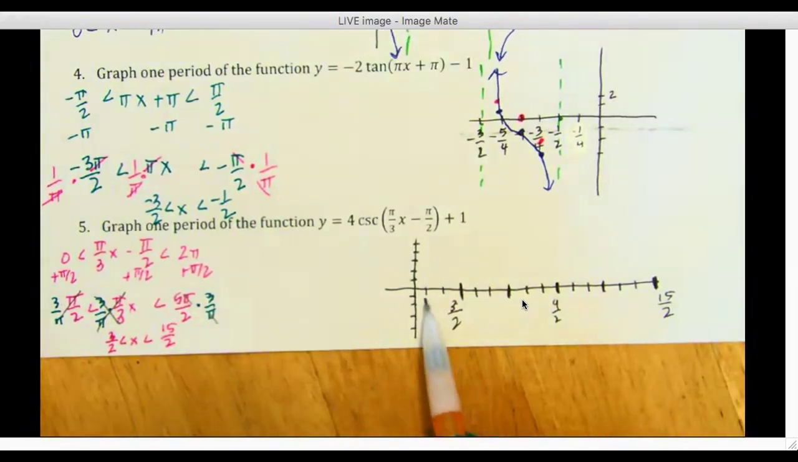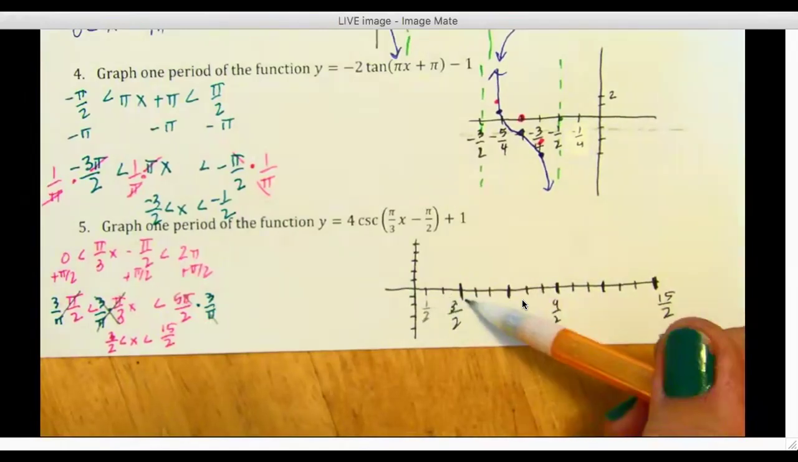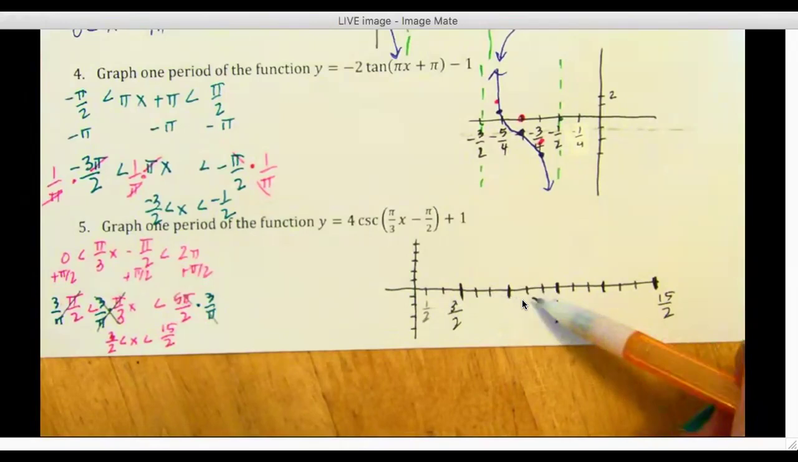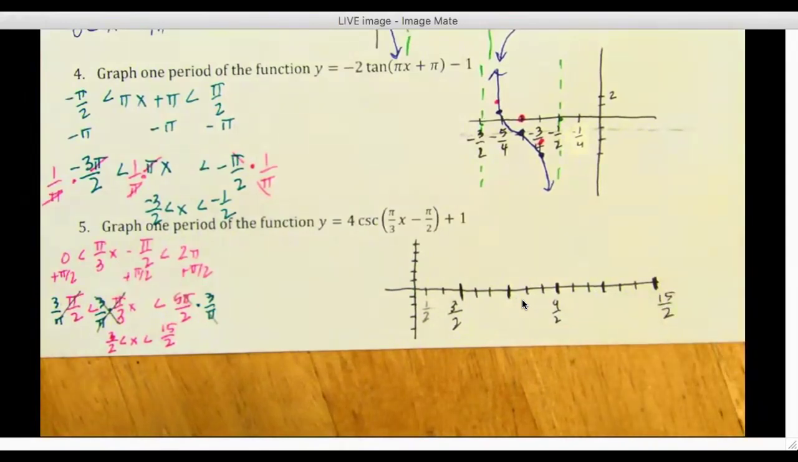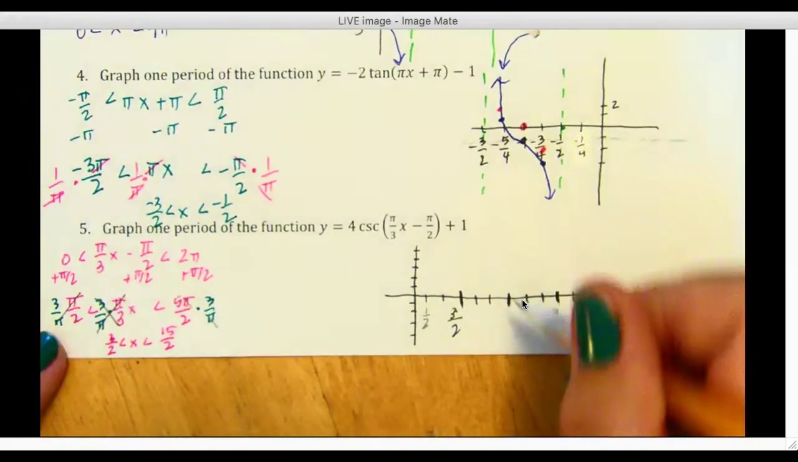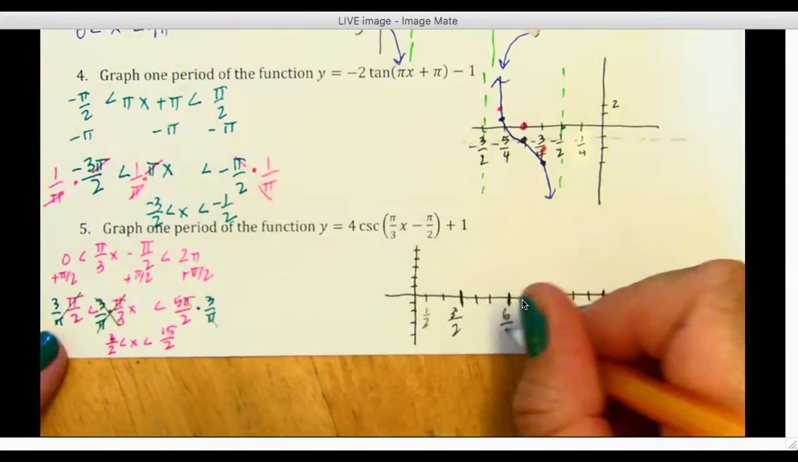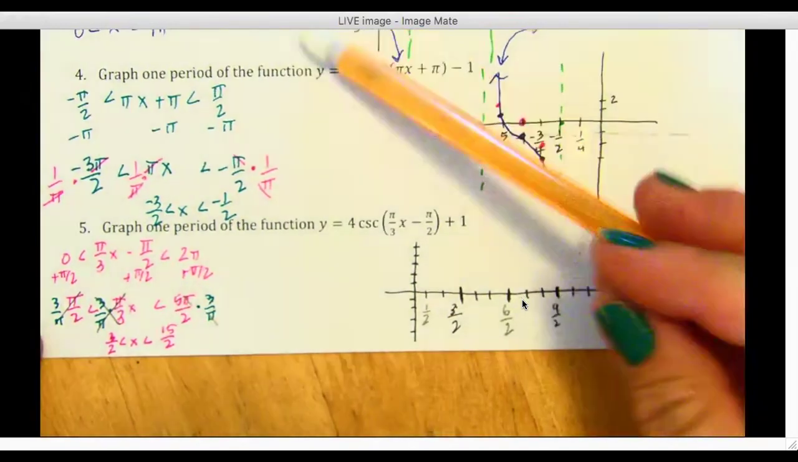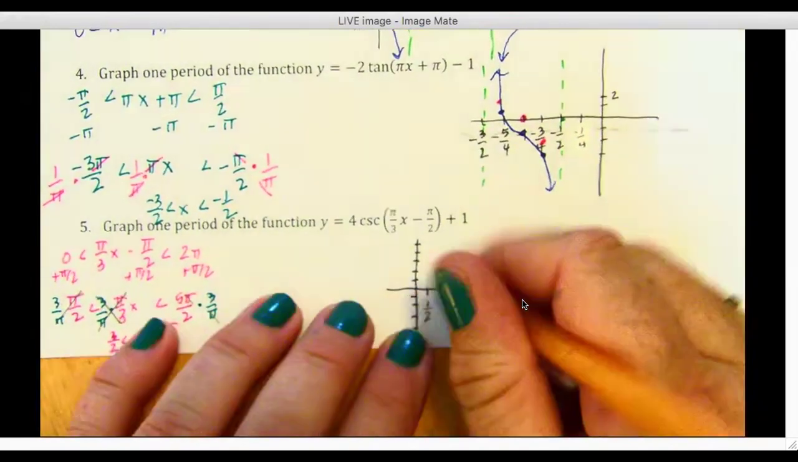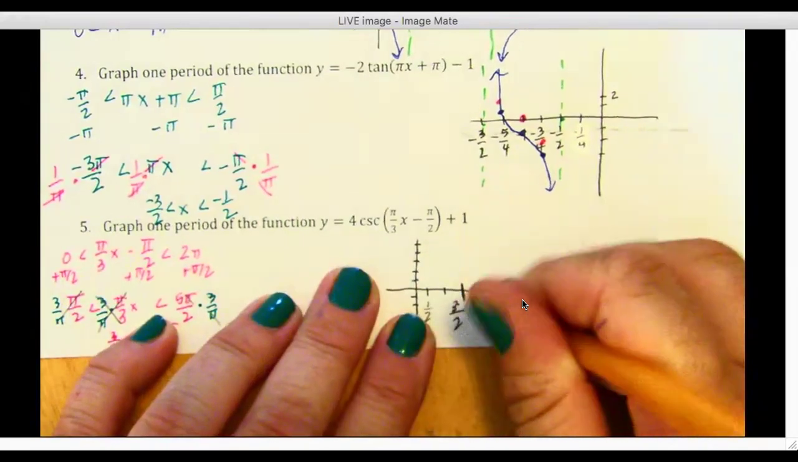So 1/2, 2 halves, 3 halves, 4 halves, and so on up to 15 halves. So 3 halves, 9 halves, 15 halves. And then halfway between 3 halves and 9 halves would be 6 over 2, which is 3. And then this would be 12 over 2, which is 6. So let me change, instead of 6 over 2, I'll write that as 3.